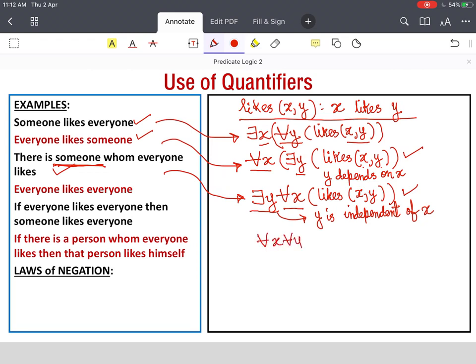Everyone likes everyone is a very straightforward one. We write for all x, for all y, likes(x, y). We could also write this as for all y, for all x, likes(x, y). These two are the same.